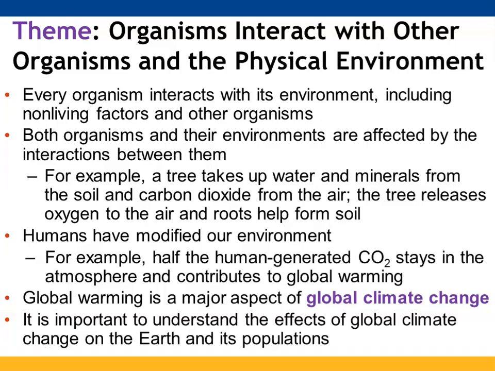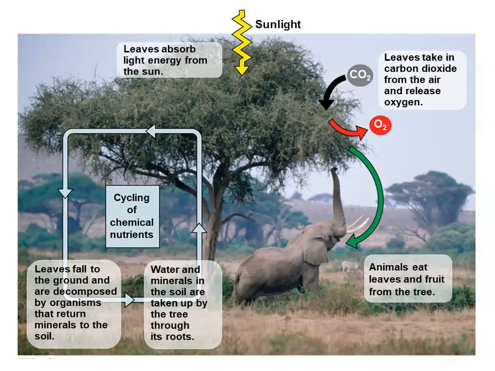So we've seen that with global warming, and we can also see that through a tree taking in sunlight, which is able then to produce oxygen to allow other living things to meet their needs. It's able to provide nutrition for animals, and then it's able to recycle nutrients that then can be used again in the future.